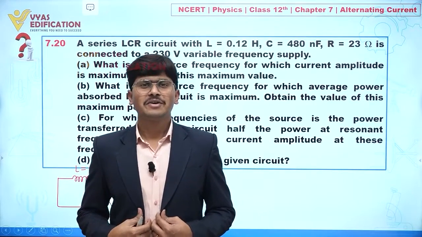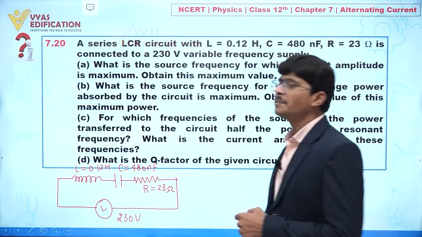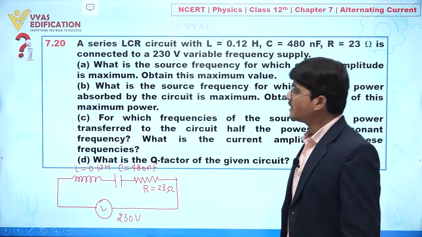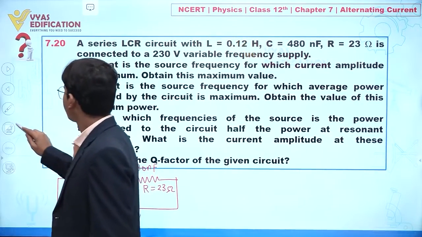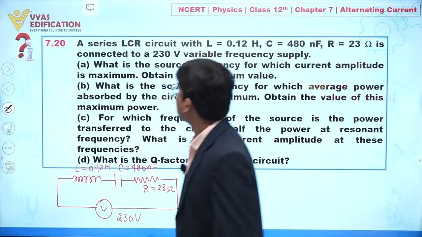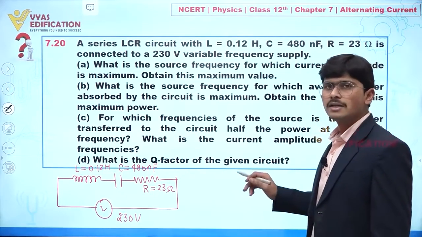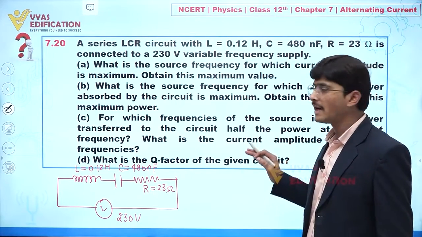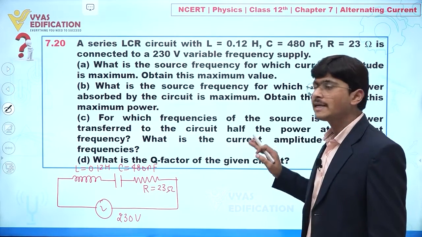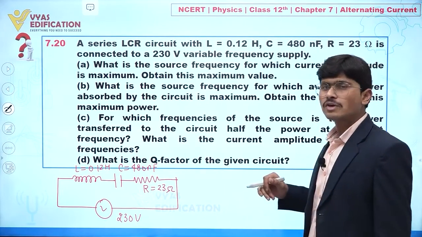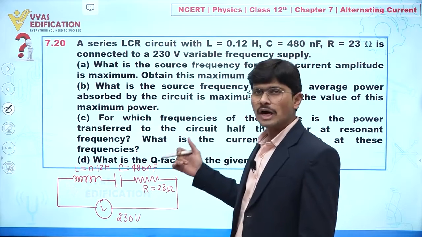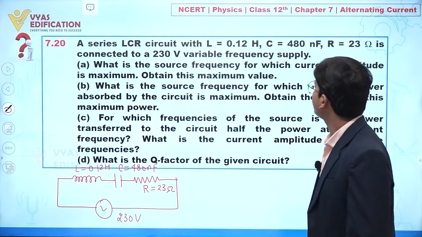So now students, we are going to discuss question number 7.20. Clear? In this question it is given to you a LCR series circuit with L equal to 0.12 Henry, C equal to 480 nanofarad and R equal to 23 ohm, connected to a 230 volt variable frequency supply.